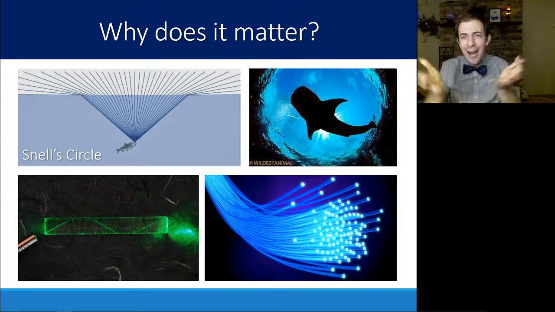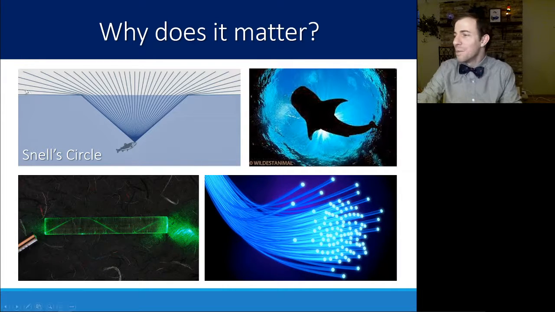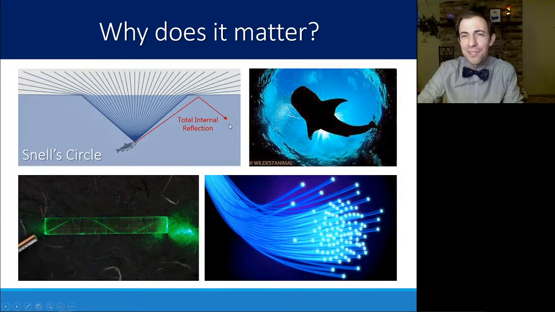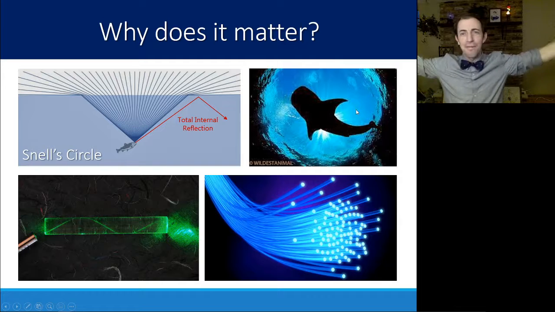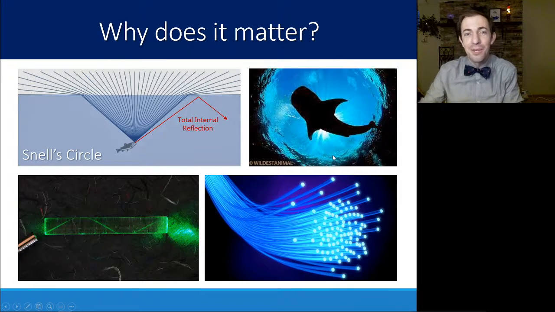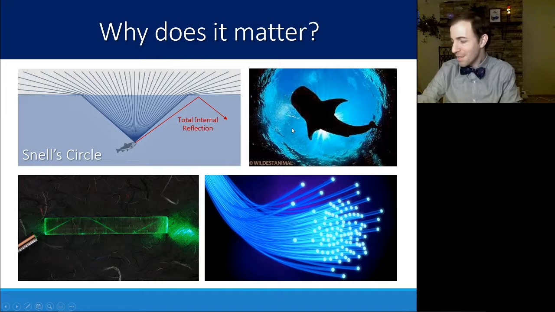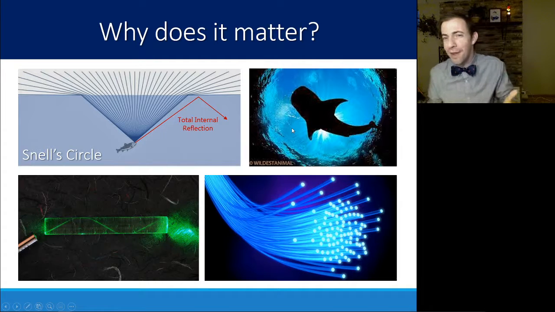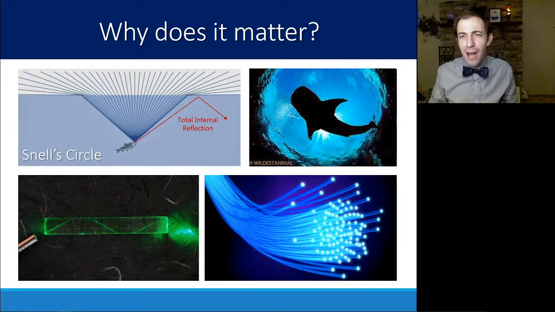It doesn't know how things have bent along the way, which means that the light coming from the horizon to get to your eyes has to bend like this. Anything shallower than that is going to be totally internally reflected. So beyond this circle, you're actually seeing the reflection of what's down in the ocean instead. So if you're deep enough and you look up, say you're scuba diving or snorkeling really deep, you might see Snell's circle.